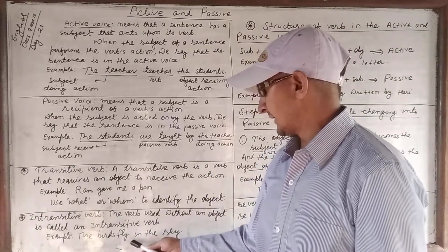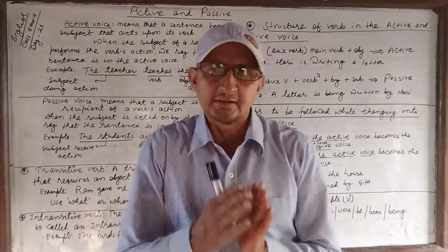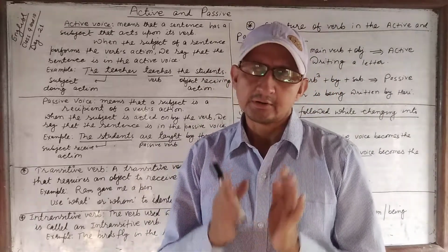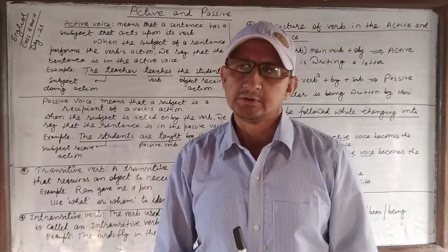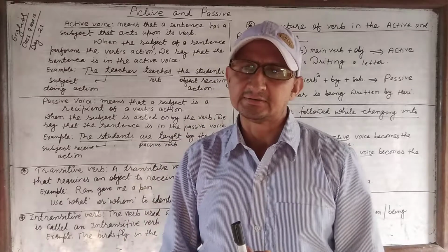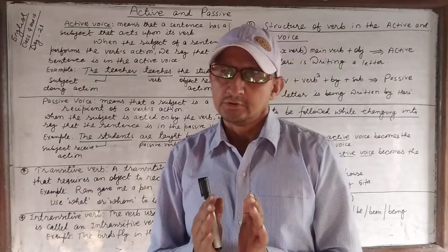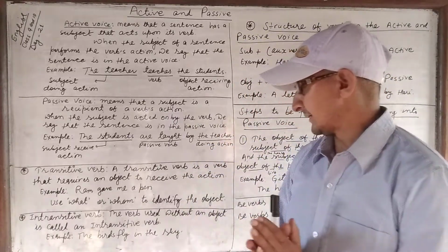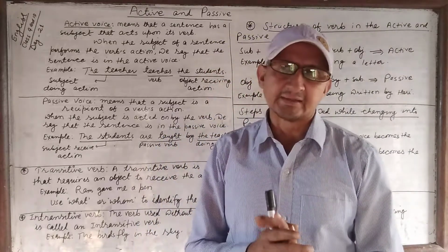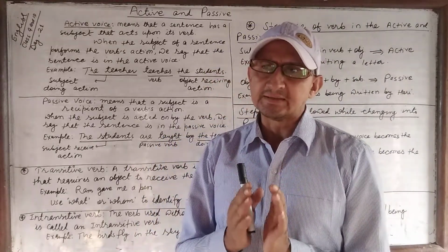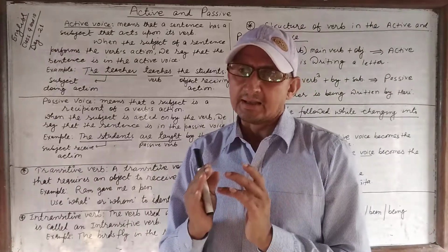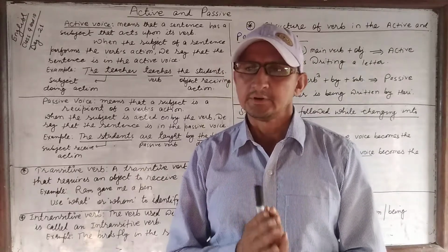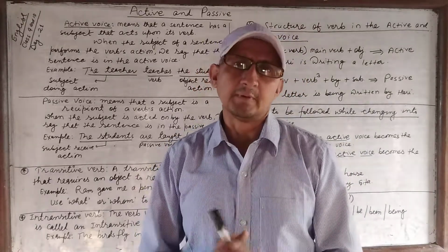The bird fly in the sky. In this sentence, in the sky is a complement. Complement talks about the subject in the sentence. So this is a sentence with an intransitive verb. Intransitive verbs can't be changed into passive voice. Intransitive verbs do not have a passive equivalent.